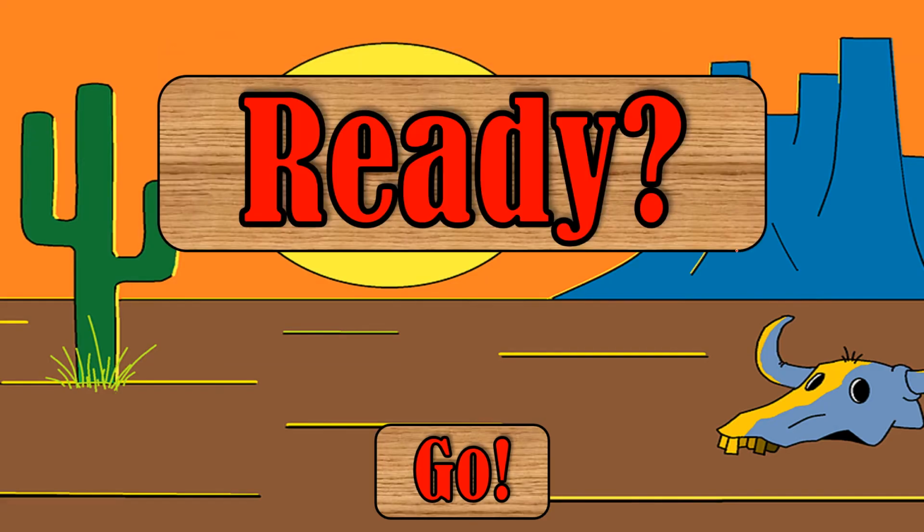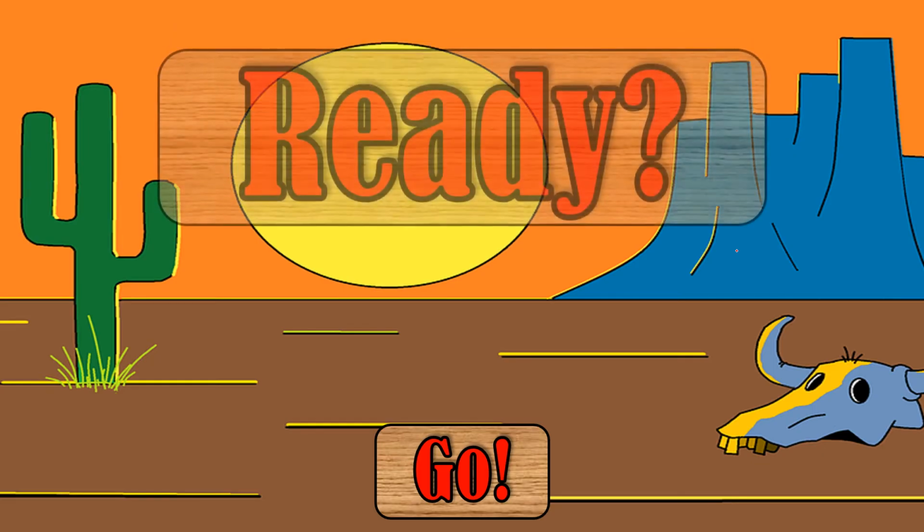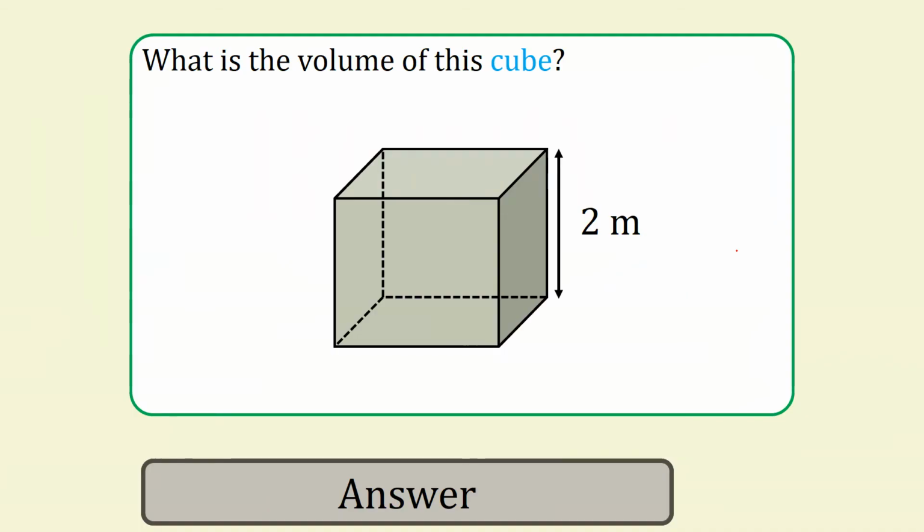All right, here we go. Yeah, 175. Good job. 5 5's are 25, 7 25's are 175. Yep, 8 cubic meters. Yep. Good job.